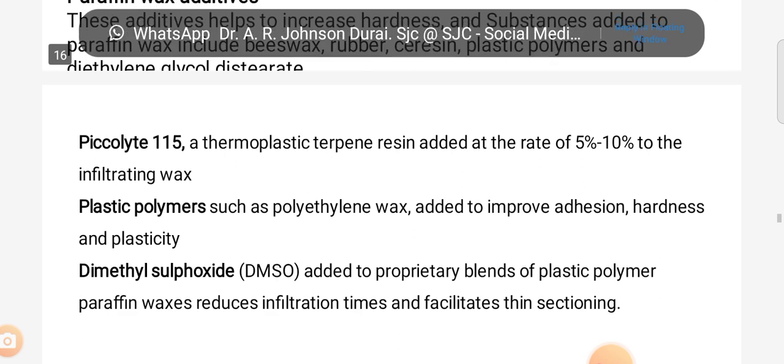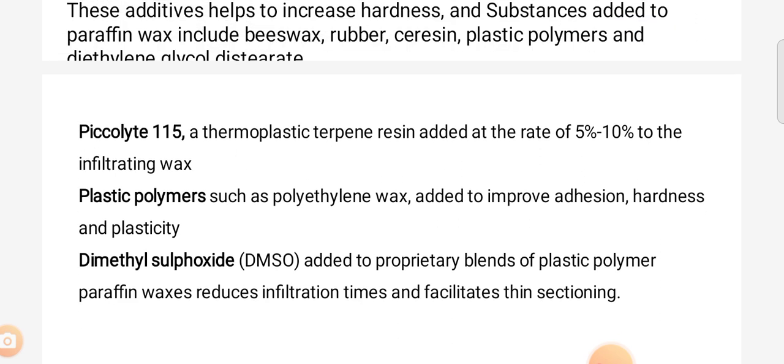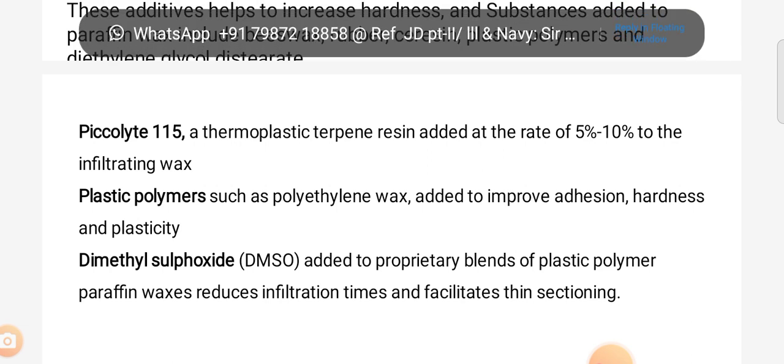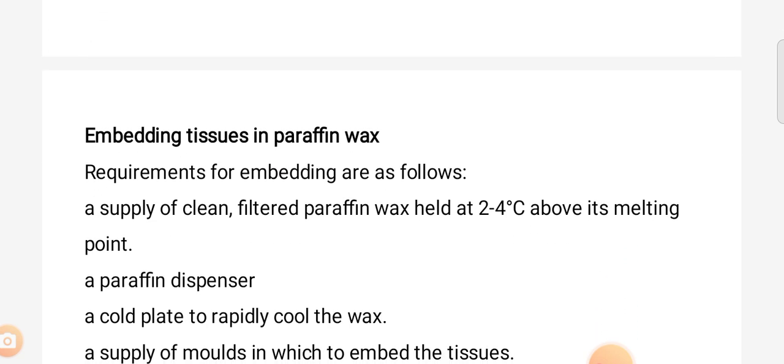Next one, types of paraffin wax: Picolate 115, plastic polymers, and dimethyl sulfoxide. These are the paraffin waxes used for histopathology. Embedding tissues in paraffin wax requires the following.